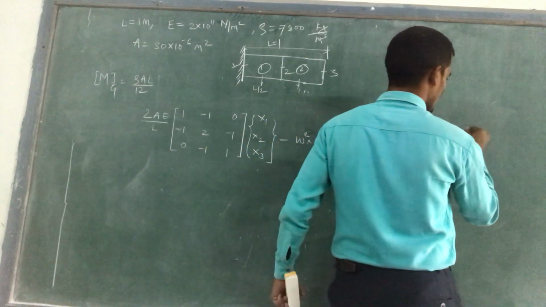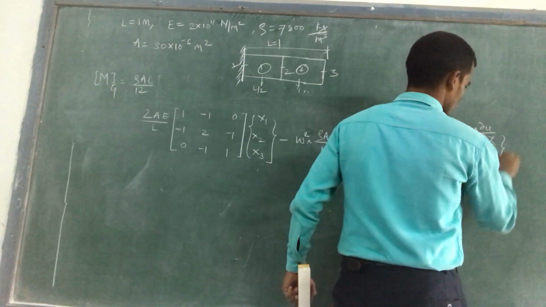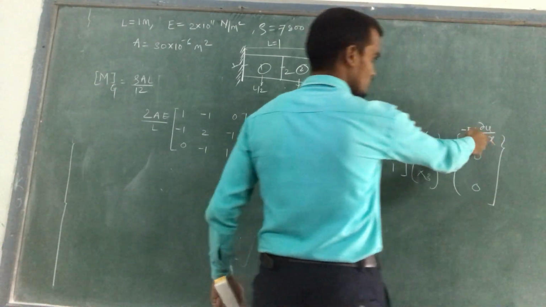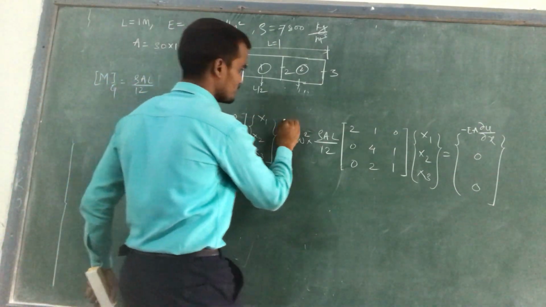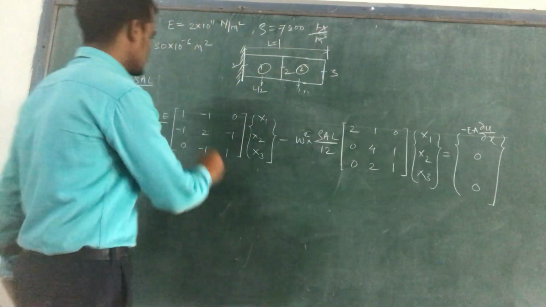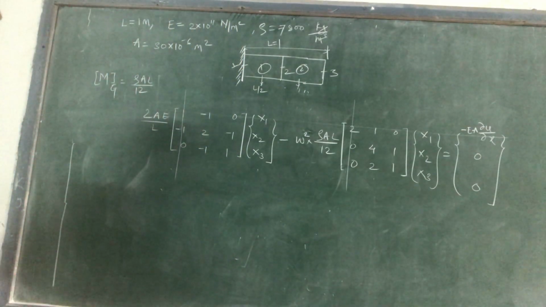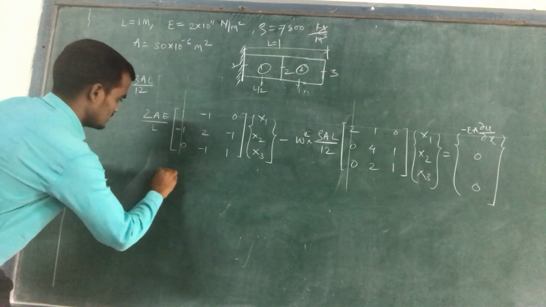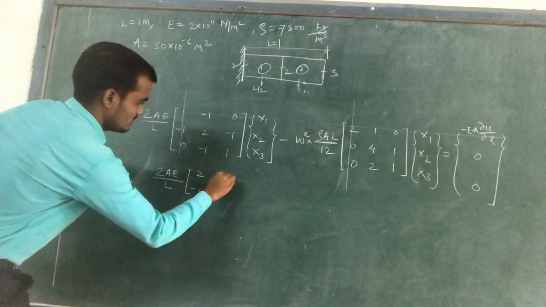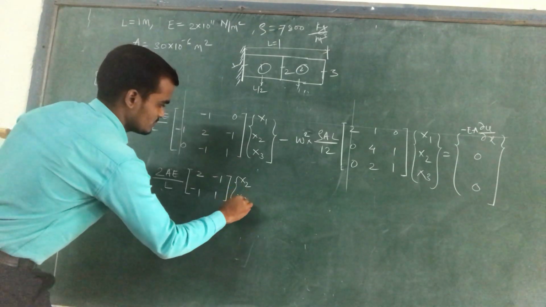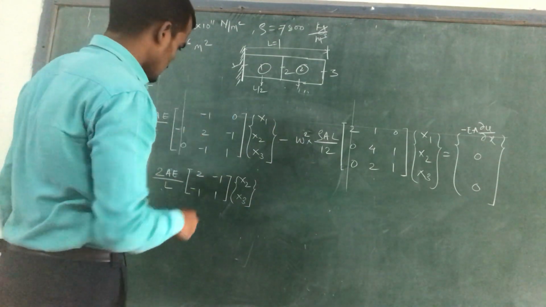the first one being fixed, so we write one representation for this, minus EA dou u by dou x, and the remaining equal to 0. By applying the boundary conditions, this is the only unknown value, so we need to eliminate the first row and first column. Similarly here, the first column. Finally, after this we will get 2 times AE divided by L in bracket 2 minus 1 minus 1 1 into x2, x3, or you can say into x.